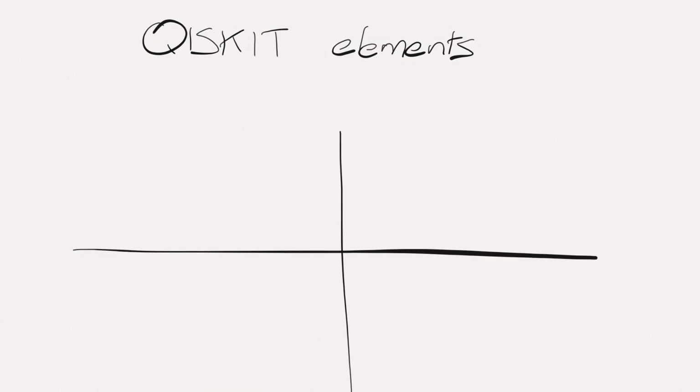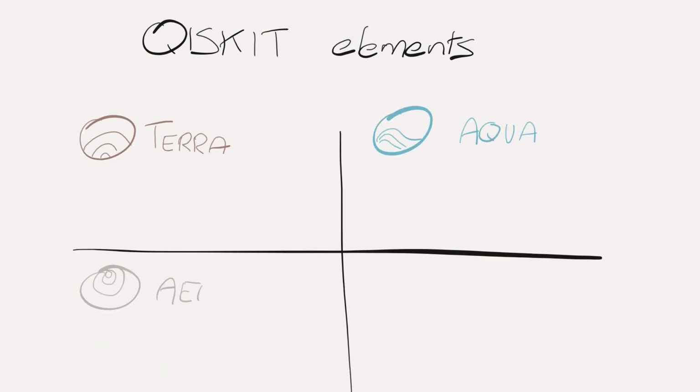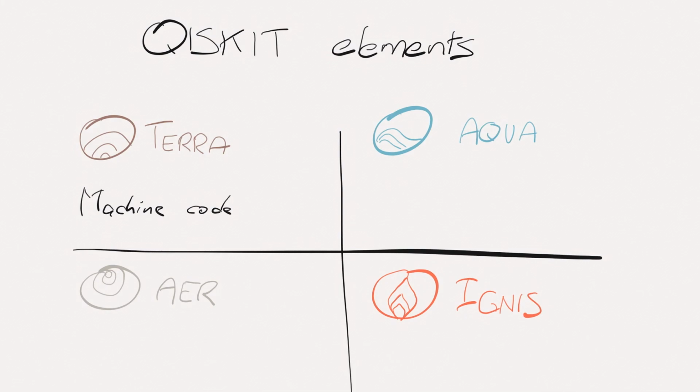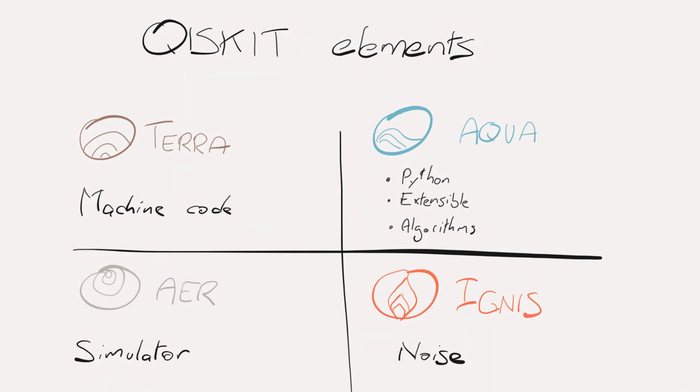There are 4 QISKit elements: Terra, Aqua, Air, and Ignis. QISKit Terra allows working at a machine code level, so that software can be more adapted to hardware. On the other hand, Aqua provides an extensible Python library of quantum algorithms, so that users can implement them using Jupyter notebooks and even add their developments. QISKit Air is a high-performance simulator for quantum circuits, which allows compiling the code and checking for any mistakes before sending it to a real device. Finally, Ignis provides tools to deal with noise in quantum systems.